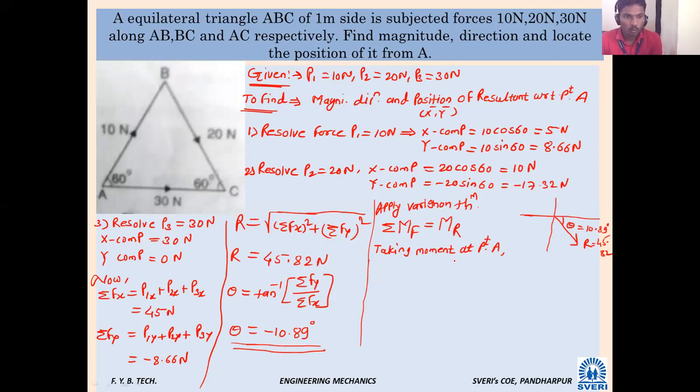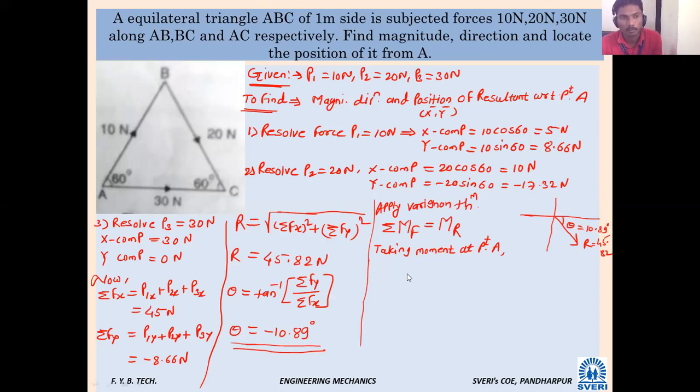We are supposed to find the moment at point A. So, shall we find it within one equation? What will be the moment due to the 10 Newton force about point A? Tell me. It will be 0, correct? Why? Because the perpendicular distance is 0.